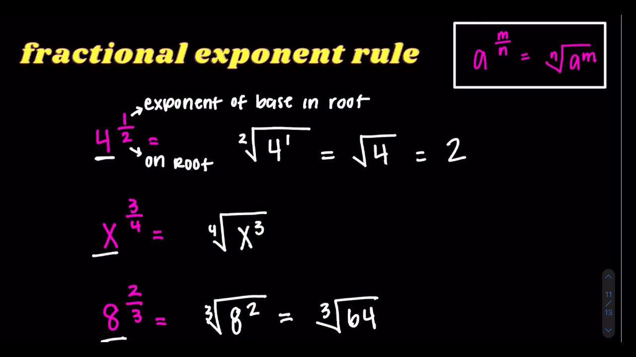And we can even further simplify this by taking a closer look at our problem. The 3 on the crevice of the root is simply asking us what number multiplied by itself 3 times will give us 64. The answer to this is 4, since 4 times 4 times 4 is indeed 64. And that is how we would simplify 8 to the 2/3 power to its most simple form.